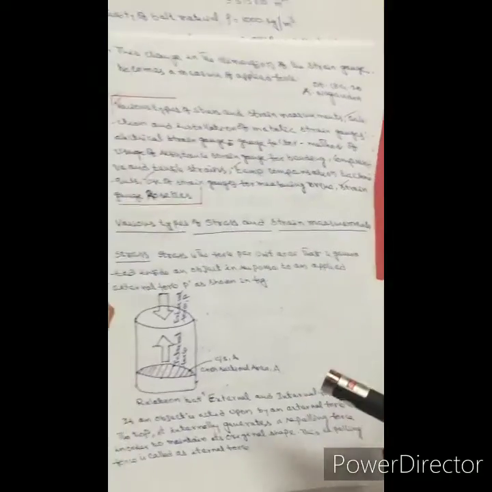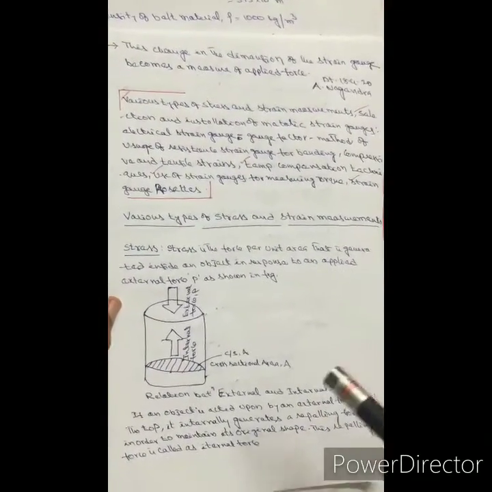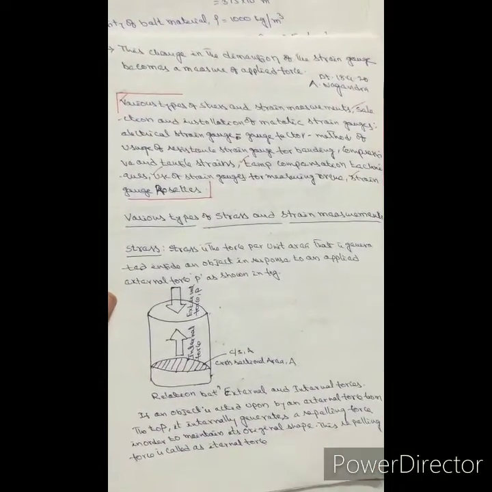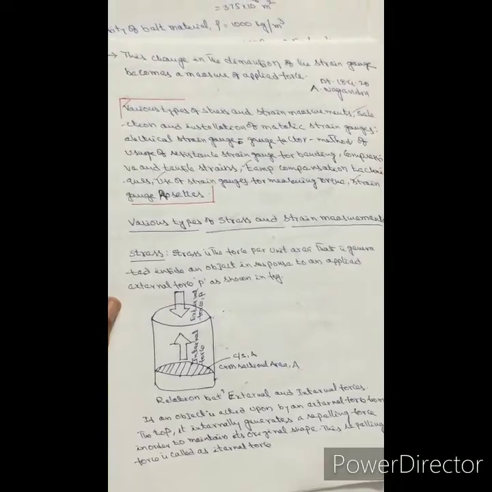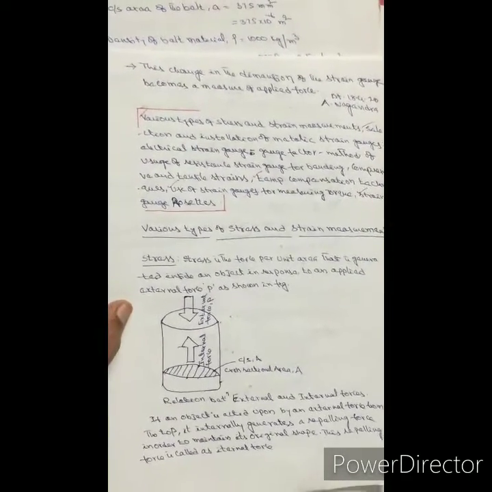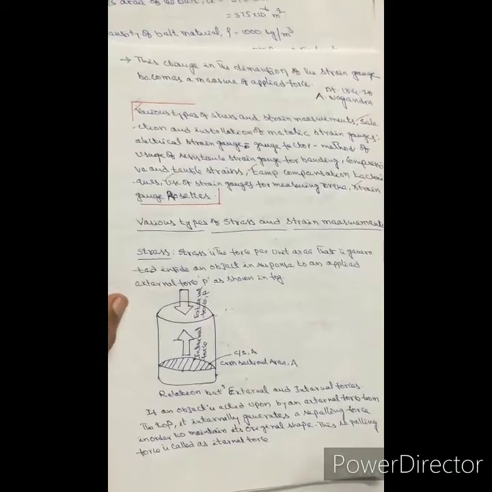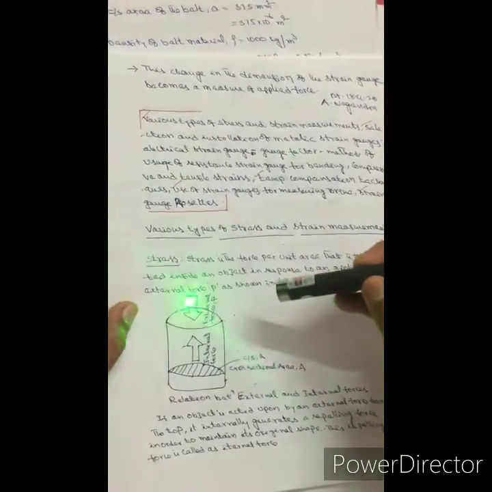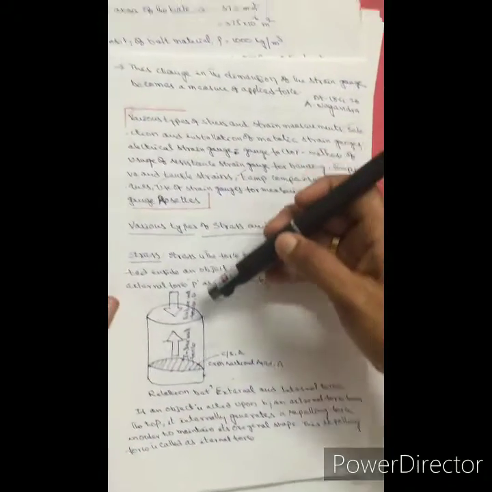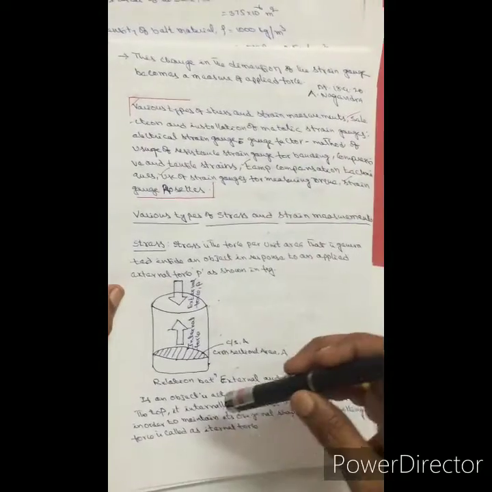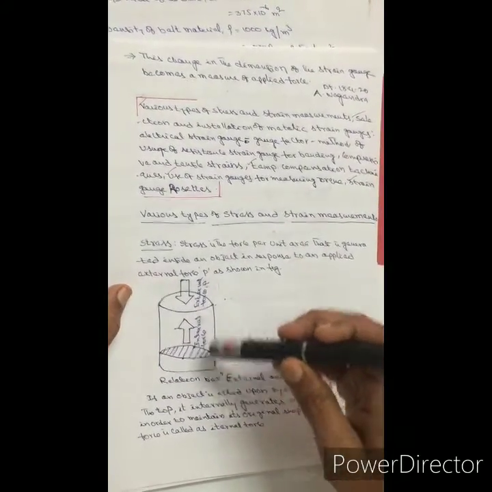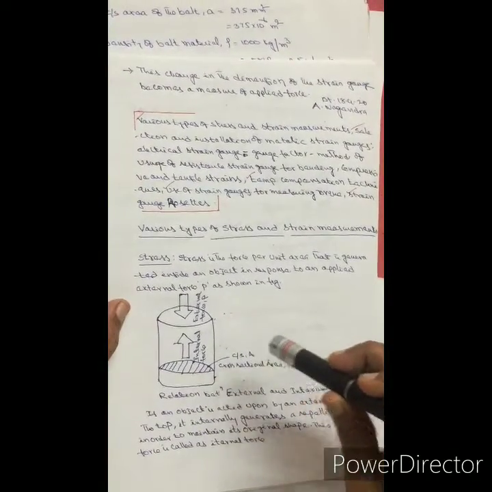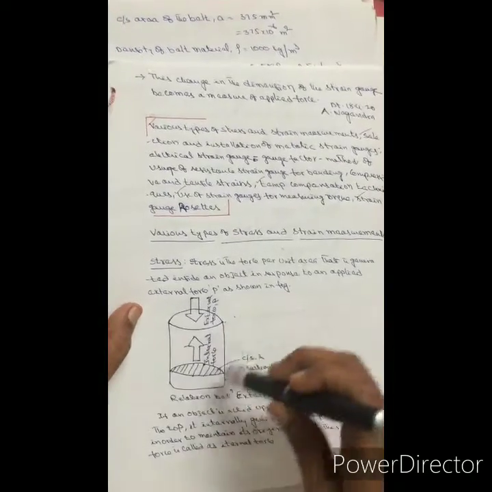Now again we will discuss the various types of stresses and strain instruments. What is stress? We define it as force per unit area that acts in response to an applied external force. In the figure I am showing, one external force is applied, and at the same time inside the body another internal force is developed. We have to take that internal force as well as the cross-sectional area of the body.